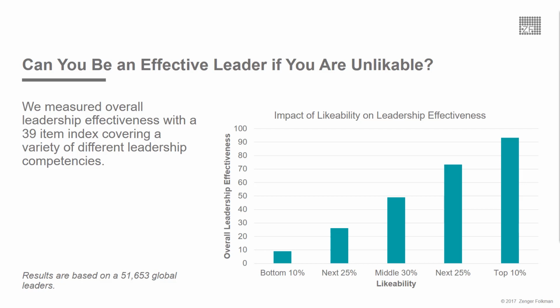The ones in the middle are right where you would expect. They're right in the middle of their effectiveness. And those who are in the top 10% in terms of their likability have about 92% overall leadership effectiveness. There seems to be a remarkable link between how effective a leader is and how likable he or she is. Yeah, you could predict someone's leadership effectiveness by just measuring their likability. Yeah. Maybe you wouldn't like that.